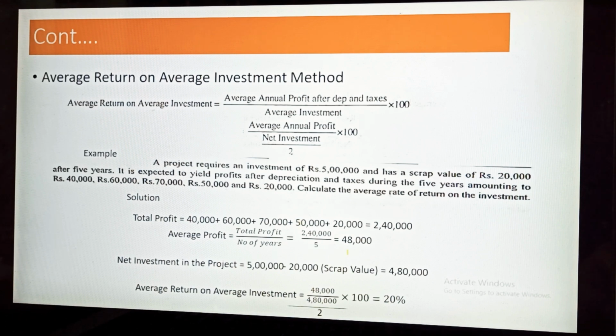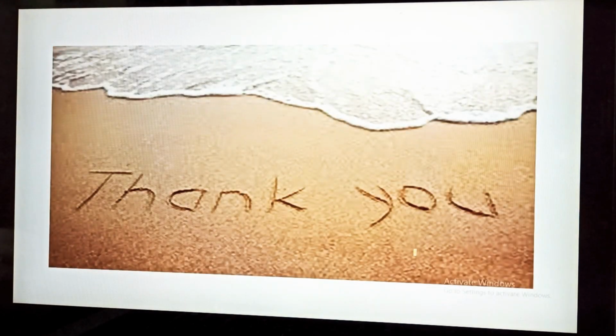Then you have to find out average annual profit, the same way that you have done earlier. Here I have calculated the same way 48,000. Then you have to find net investment. Net investment in the project 5 lakh minus 20,000 will become 4,80,000. Then again you have to find out the average return on average investment. Average return 48,000 divided by 4,80,000 divided by 2, and your average return on average investment will come 20%.